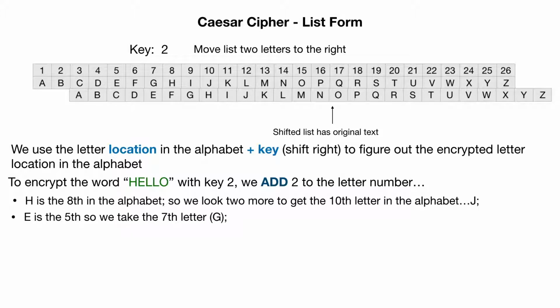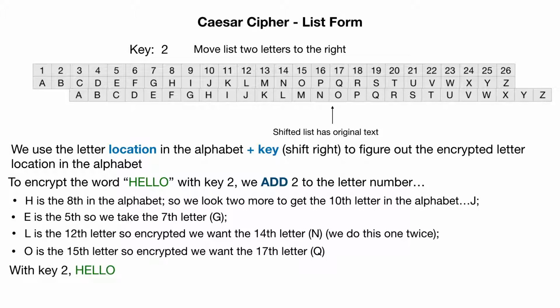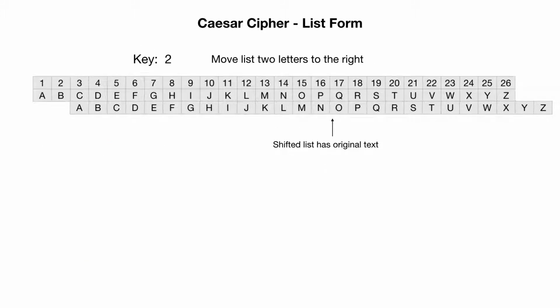E is the 5th letter in the alphabet, so I'm going to shift to the right 2. So instead of looking at the 5th letter, I'm going to look at the 7th letter, which is G. And then L is the 12th letter, so I'm going to add 2 to that to get 14, and that gives me the letter N, and I'm going to do that twice because there's 2 L's in the word hello. And then O finally is that 15th letter in the alphabet, so since I'm encrypting it with a key of 2, I'm going to add 2, and that gives me the letter Q. So we're using that key 2, hello encrypts into those characters there, the J, G, N, N, Q. So that is one way of thinking about it in a list form.